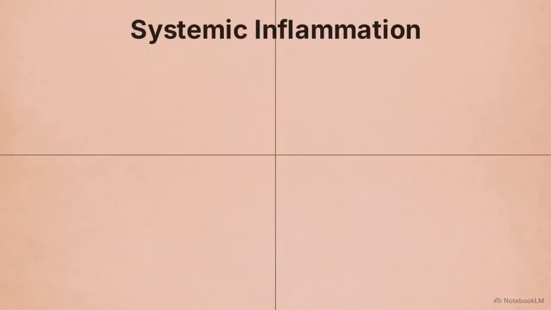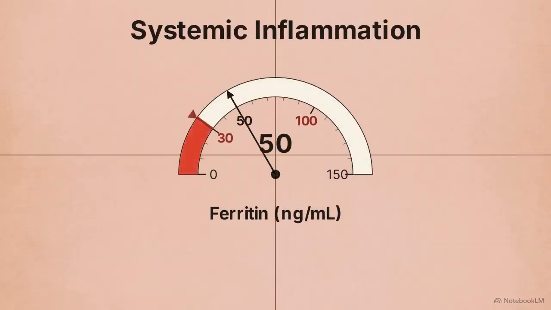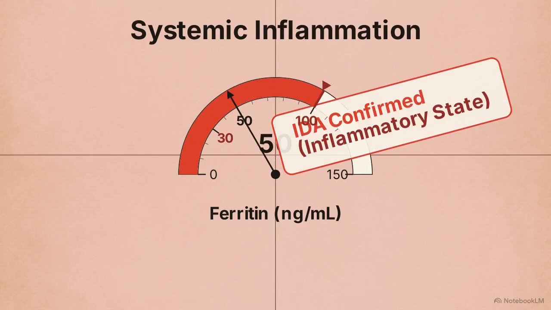Returning to the grid, we can observe how systemic inflammation forces a shift in the diagnostic threshold. To account for the trapped iron and artificially elevated ferritin, the cutoff to diagnose iron deficiency must move from below 30 strictly up to below 100 nanograms per milliliter.